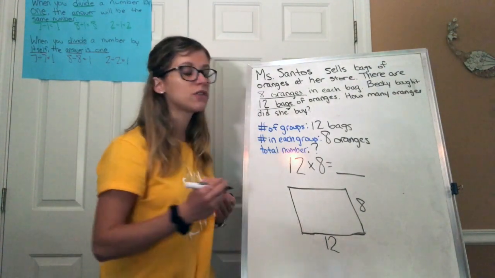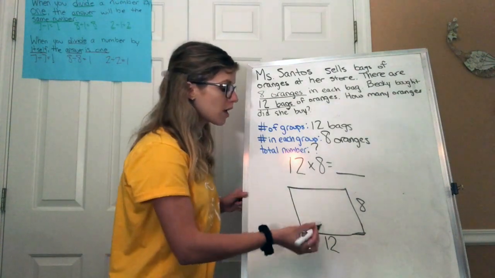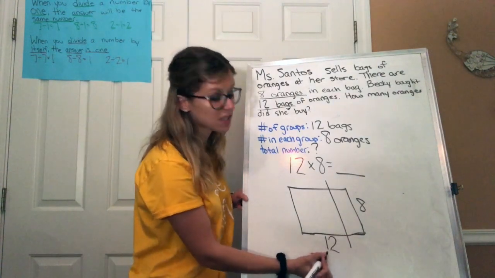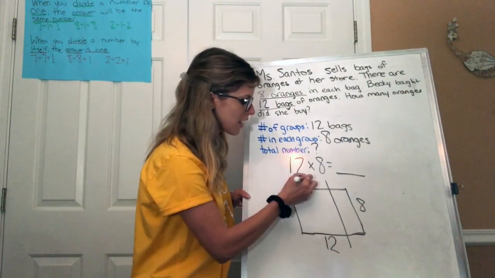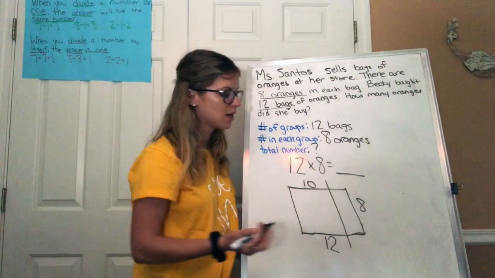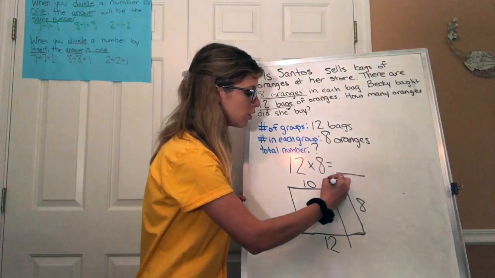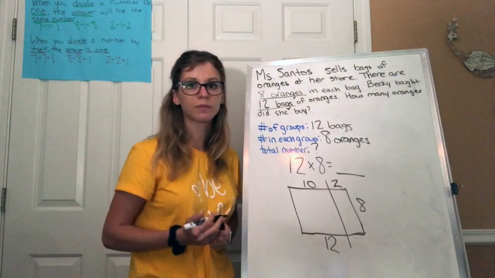I see 12 has 2 digits, so that's the number that I'm going to break up. I'm going to break it up into two numbers that are easy for me to multiply, so I'm going to break it up into the tens and the ones. So I see that there's 1 ten, so I'm going to make 10 up here. And if I'm making 10 here, that means that I need to do 2, because 10 plus 2 equals 12.